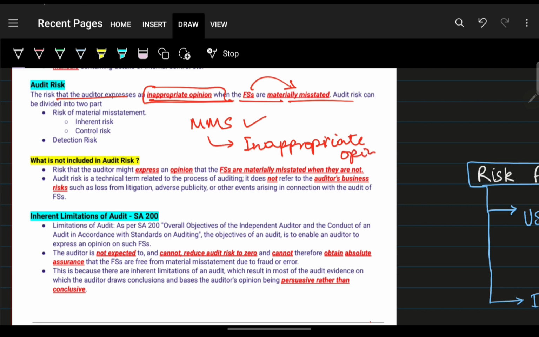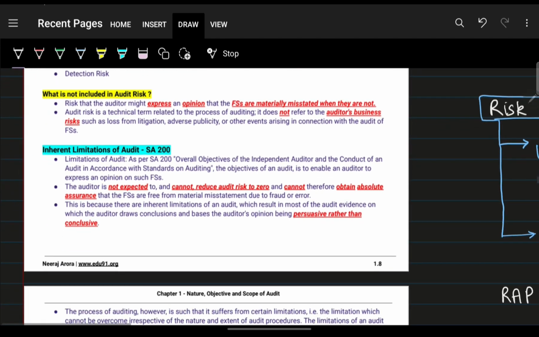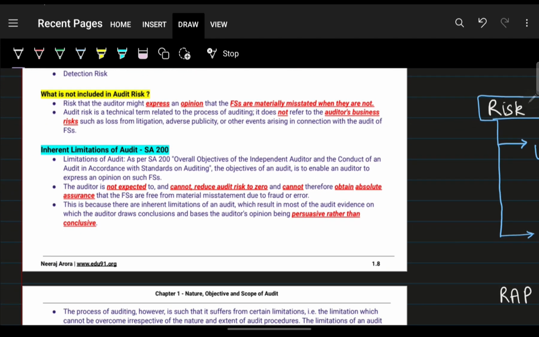Okay, moving on. Next, what is not included in audit risk? The auditor might express an opinion that the financial statements are materially misstated when they are not. Okay, so this is not an audit risk. Audit risk is a technical term related to the process of auditing. It does not refer to the auditor's business risks, such as loss from litigation or adverse publicity or other events arising in connection with the audit of financial statements.